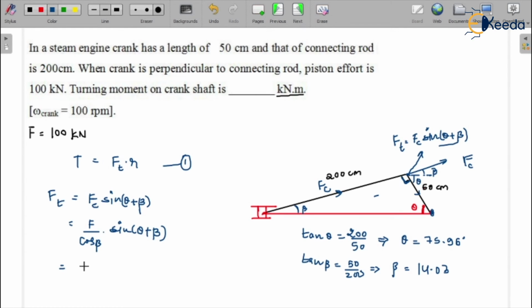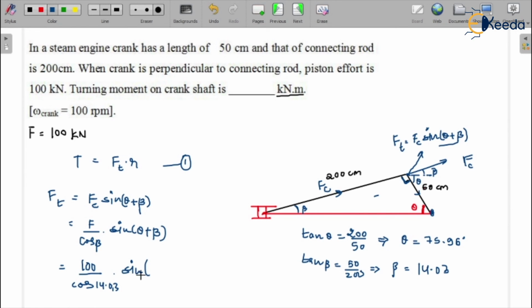We know that the piston effort F is 100 kilonewton. I am not converting kilonewton into newton because in the question it is asking in kilonewton into meter. So just as it is, I'm writing here 100 kilonewton upon cos beta. Beta means 14.03, so that means cos 14.03, and this is sine.